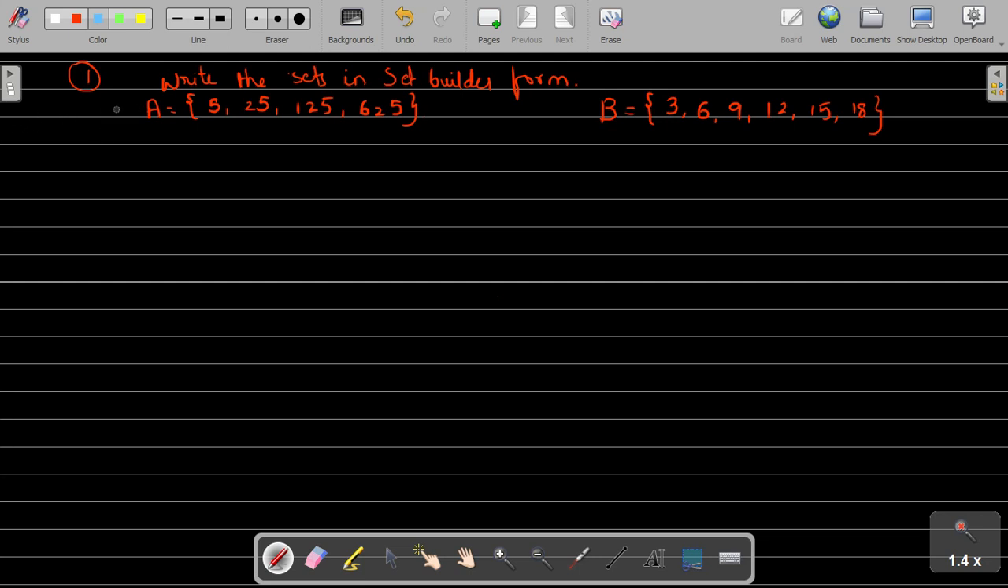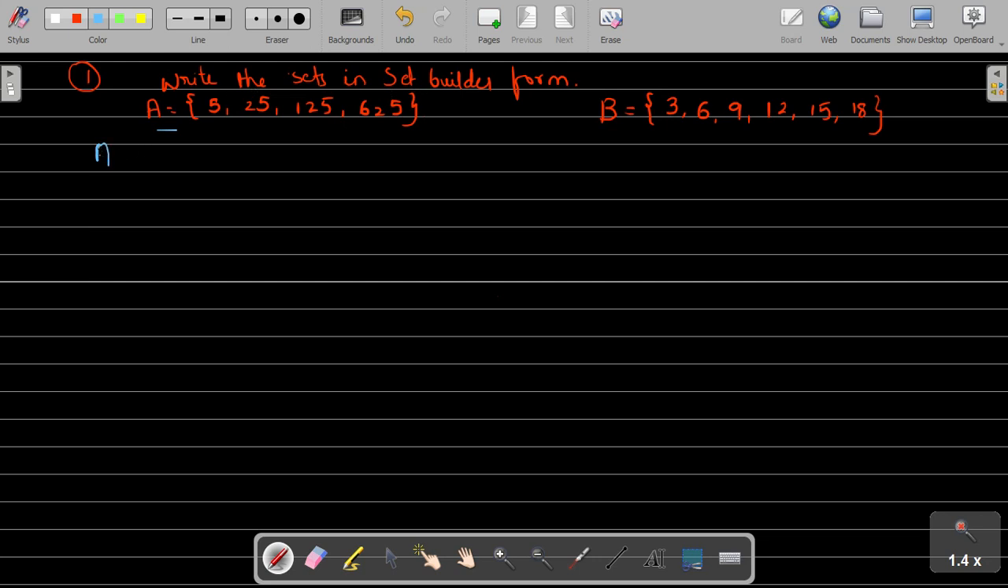So write the sets in the set builder form. In addition to this question's topic, whatever you are preparing, just go through these sums. Okay. So coming to this, first A is equal to, here we have the set, right? He has asked us to write it in the set builder form, right?